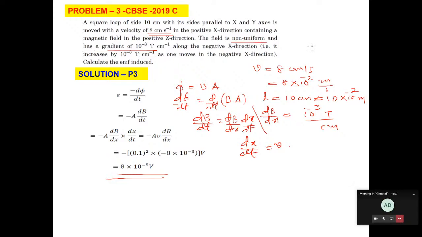Either we have to convert all these into meter per second, or we have to keep everything in centimeter per second. If you are taking meter, everything should be in meter, and if you are taking centimeter, everything should be in centimeter. There are two terms here. One is dB by dx. If you take dB by dx in Tesla per centimeter, there you have to take velocity also in centimeter per second. And if you take dB by dx in Tesla per meter, here again velocity you have to take in meter per second.